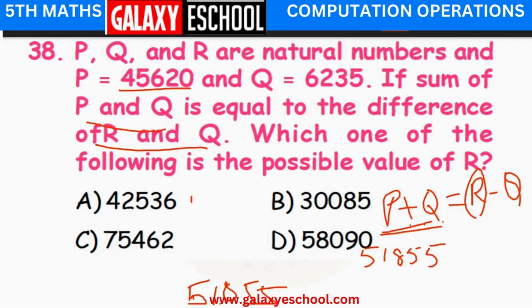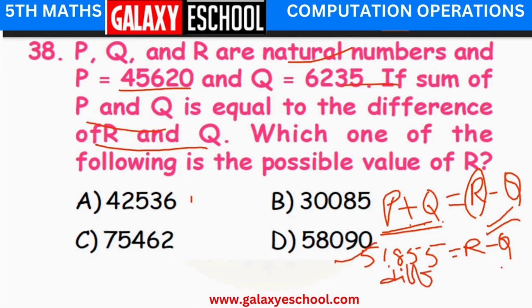Now P plus Q is equal to R minus Q, and we know the value of Q, right? Q is equal to 6,235. Now we know the difference, and we know the subtrahend, the smaller number. We should find out the minuend, that is R here, that is our larger number.